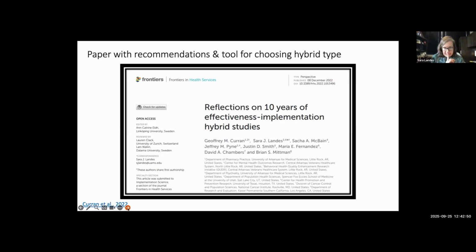All right, so I have a couple minutes left. So I want to make sure we hit a few things before I hand off to our next presenter. This is again our most recent paper. We tried to specify things we've thought about or changed our minds about, or things we saw that we didn't like, and things we saw with hybrids. It also has a tool for choosing which hybrid type you are.